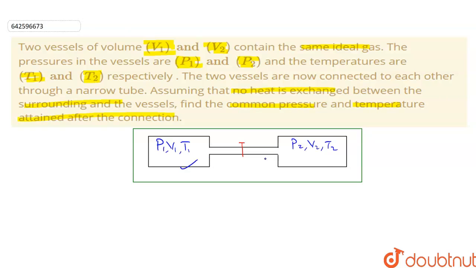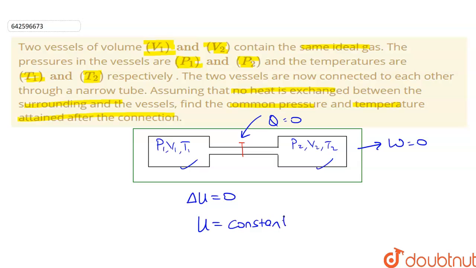So we are given two vessels and gas is present inside them and they are connected with a hollow tube. If we consider both the vessels as part of a system, it is given that there is no heat exchange, therefore heat received Q is equal to 0. And also, since the vessels are assumed rigid, there will be no work output also. So work output will also be 0. So from the first law of thermodynamics, we can conclude that the internal energy change is 0 or the internal energy is constant for the system.